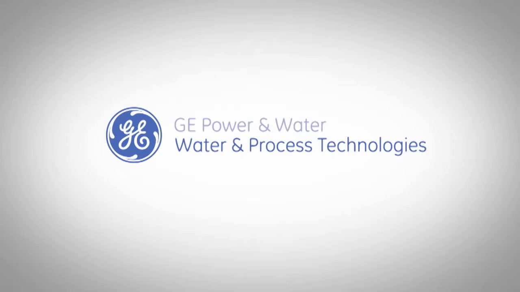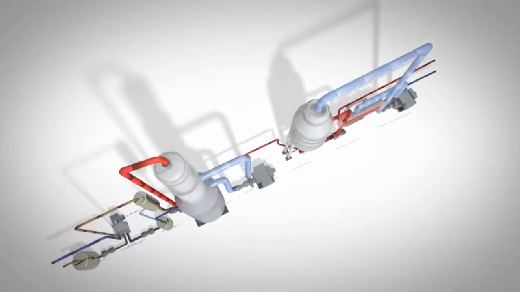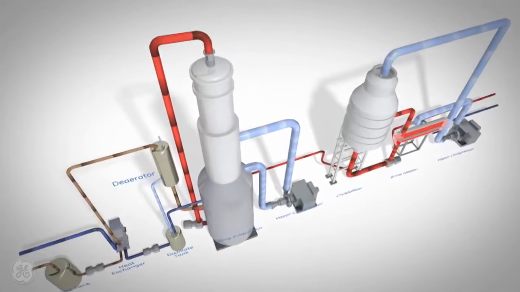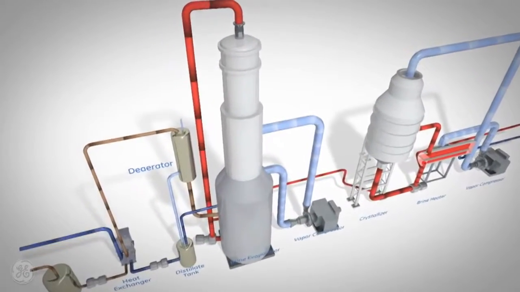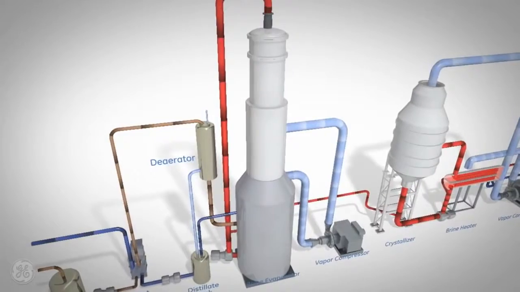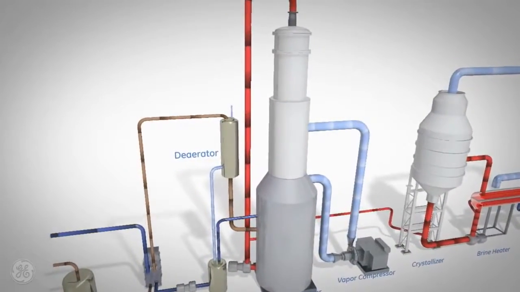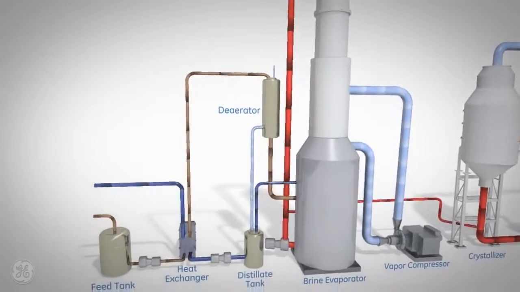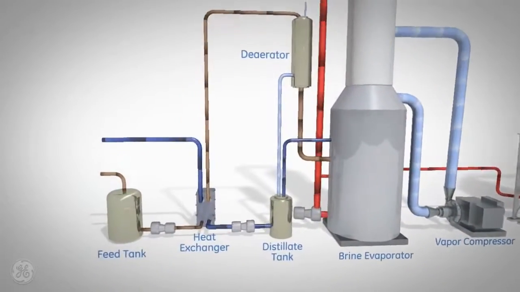The need to meet wastewater treatment regulations and reduce water usage is driving many industrial facilities to implement zero liquid discharge, or ZLD systems, as a solution. GE's standard ZLD system consists of a vertical tube, falling film evaporator, or brine concentrator, followed by a forced circulation crystallizer, enabling you to eliminate liquid waste streams from your plant and produce high-purity water for reuse.